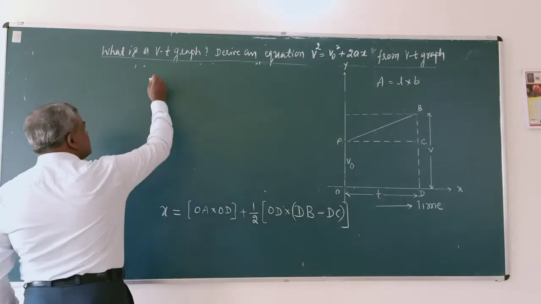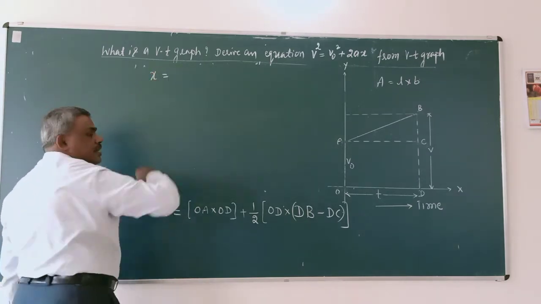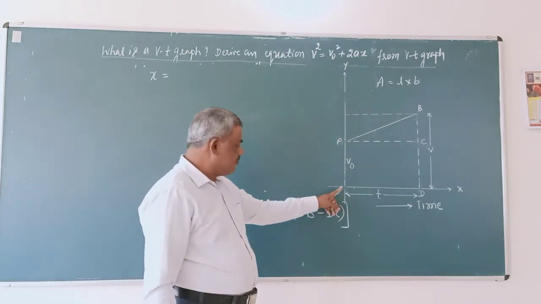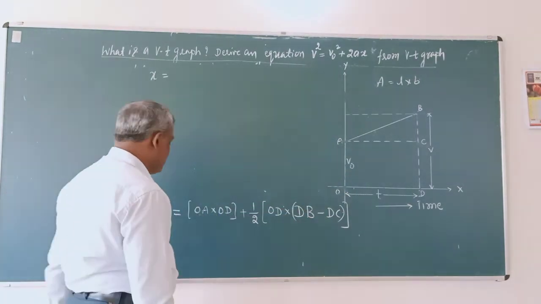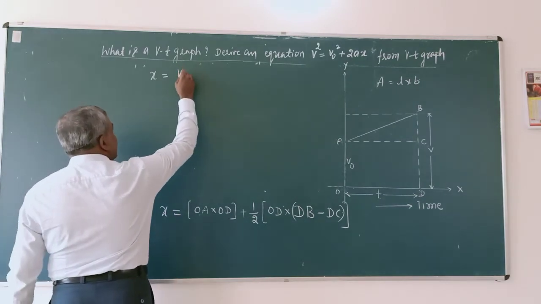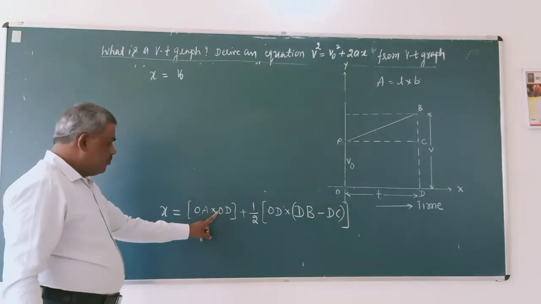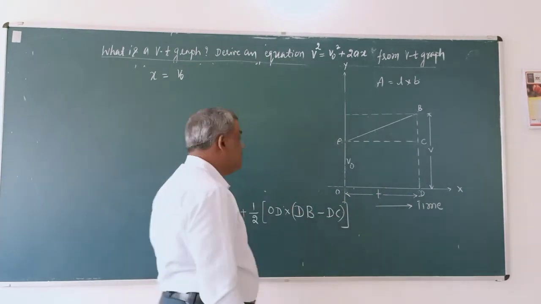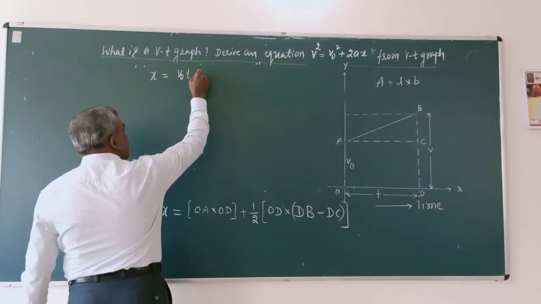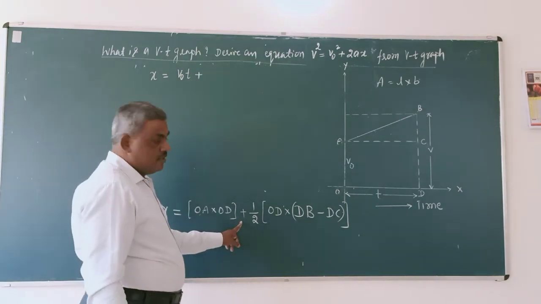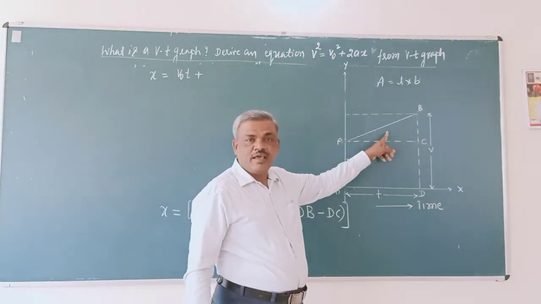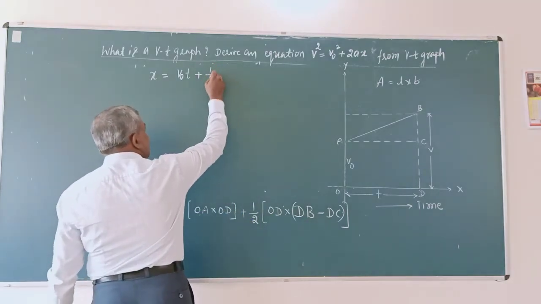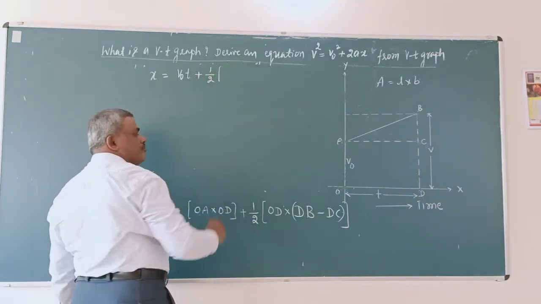So now here x is the displacement. OA, so OA equal to what in the graph? OA equal to V0, initial velocity, into OD. Now here OD equals what you have taken? Time T. Plus, the area of the triangle, 1 by 2.